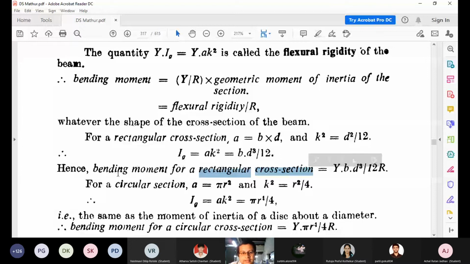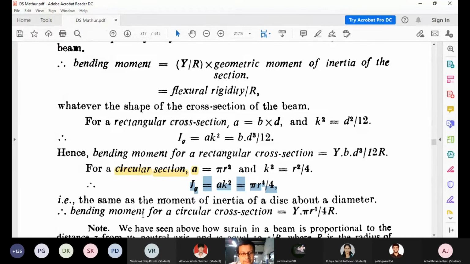If you have a circular cross section, then the value will change. How much is it for a circular cross section? You have a circular cross section with area pi r square, and the radius of gyration square becomes r square by 4. Therefore, the geometrical circular cross sectional moment Ig, which is A k square, comes out to be pi r to the power 4 divided by 4, because of the circular cross section, not a rectangular cross section.